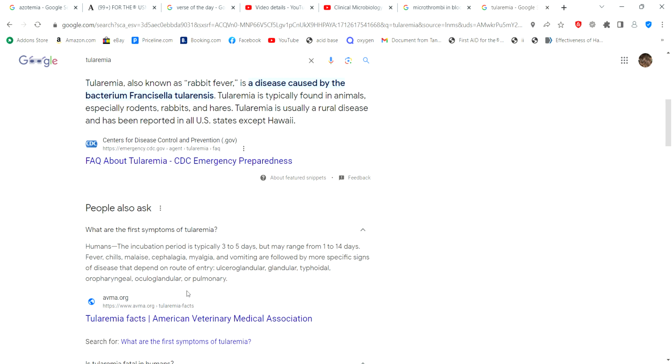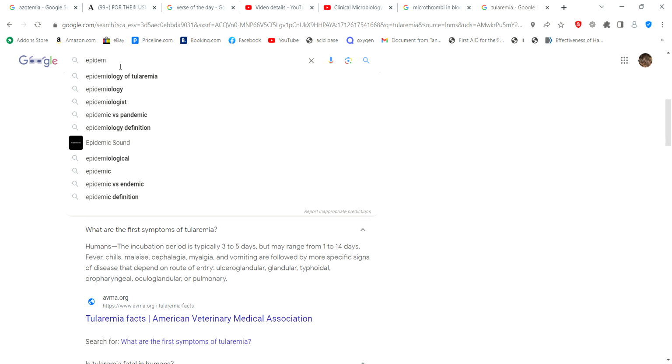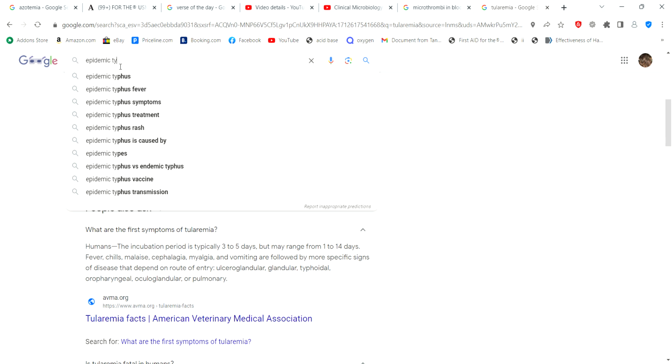Rickettsia prowazekii causes epidemic typhus. Epidemic typhus is transmitted human to human by the human body louse. Epidemic typhus.